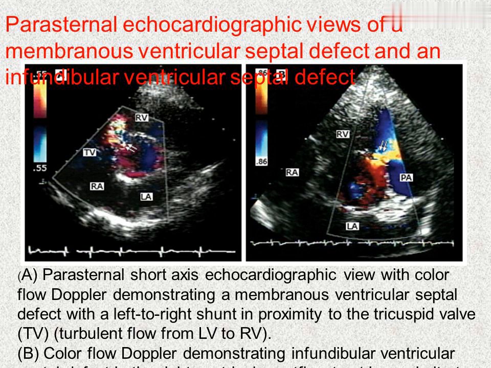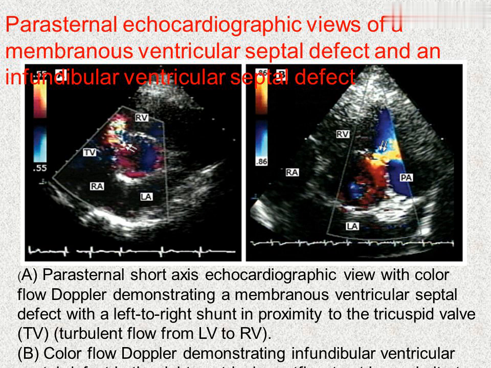Parasternal echocardiographic views of a membranous ventricular septal defect and an infundibular ventricular septal defect. A. A parasternal short-axis echocardiographic view with color flow Doppler demonstrating a membranous ventricular septal defect with a left-to-right shunt in proximity to the tricuspid valve, TV, turbulent flow from LV to RV. B. Color flow Doppler demonstrating infundibular ventricular septal defect in the right ventricular outflow tract in proximity to the pulmonary valve, PV.